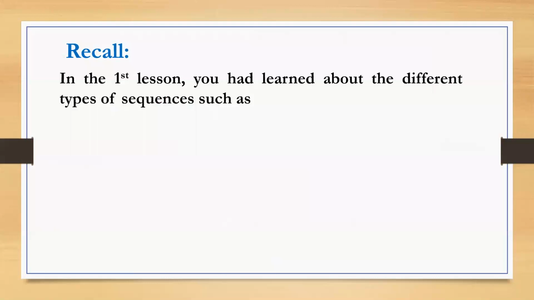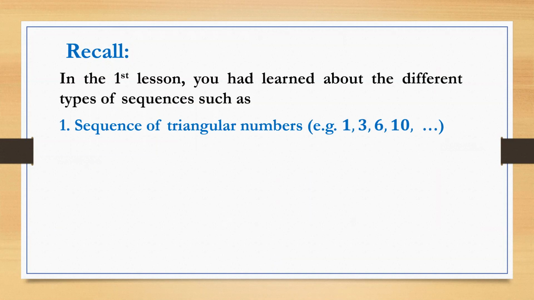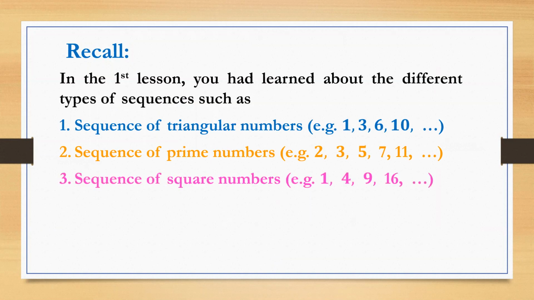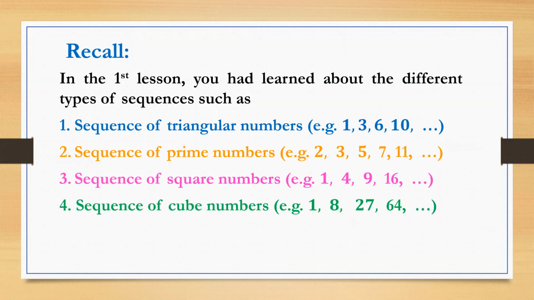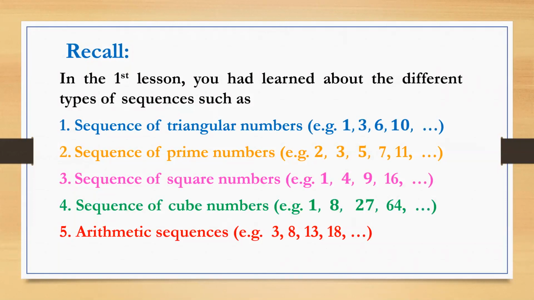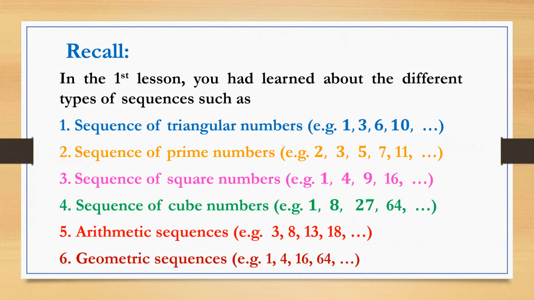You will recall that in the first lesson, you had learned about the different types of sequences, such as the sequence of triangular numbers, the sequence of prime numbers, the sequence of square numbers, the sequence of cube numbers, arithmetic sequences, where the difference between any two consecutive terms is always the same, and geometric sequences, where the ratio between any two consecutive terms is always the same.